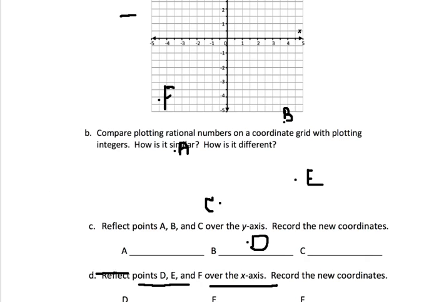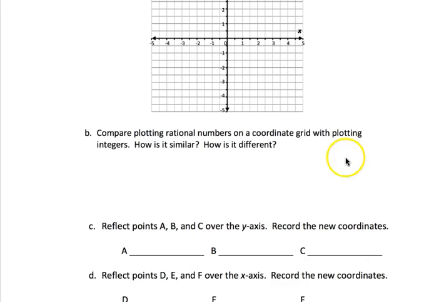Compare the plotting of rational numbers on a coordinate grid with plotting integers. How is it similar? How is it different? Well, you should have something that sounds like this. Plotting rational numbers on a coordinate grid is very similar to plotting integers. So that's how they're alike. The ordered pairs are in the XY format, and the points are placed by locating the X, then the Y values on the grid.